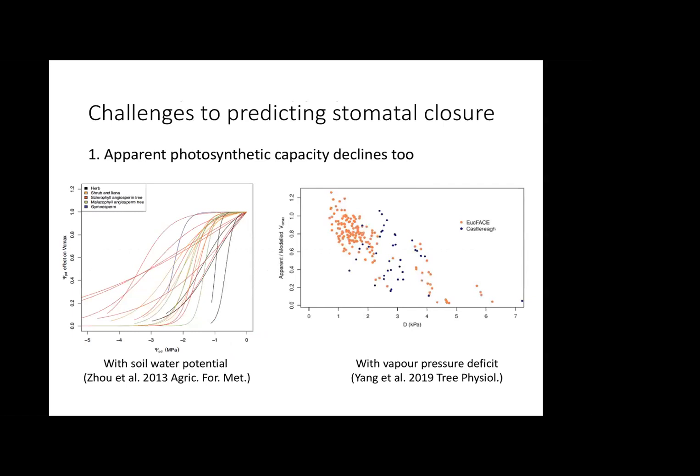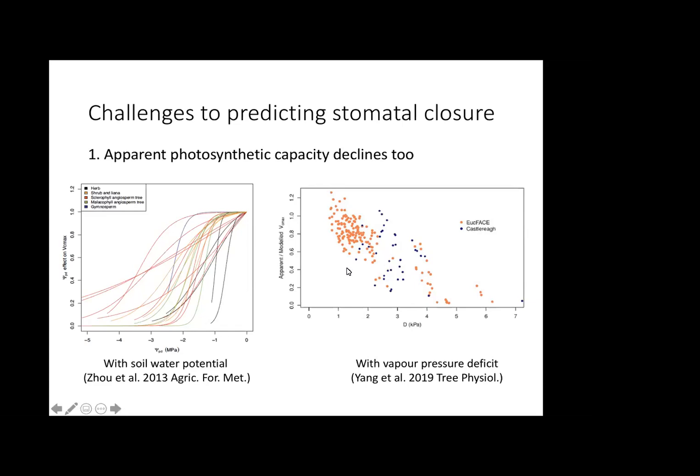There are a number of challenges to predicting stomatal closure, even with these new models, and I'll just highlight a couple of them here. One of them is that we have probably paid too little attention to the fact that the apparent photosynthetic capacity declines as well. So it's not just about stomatal closure. The Vcmax, the apparent Vcmax, also declines with soil water potential. That's been shown over and over again. It's very clear in every data set that we've ever looked at.